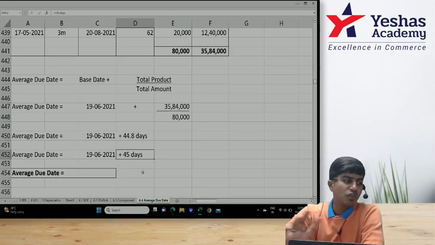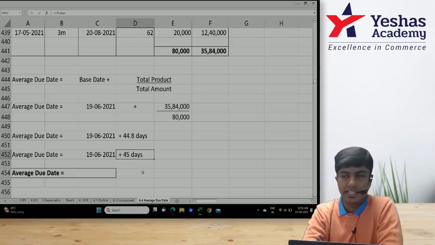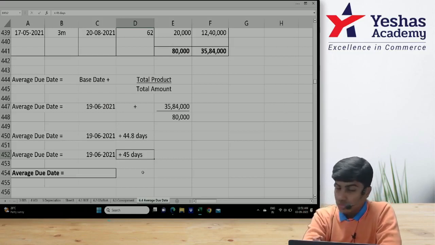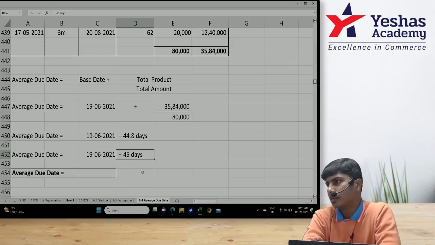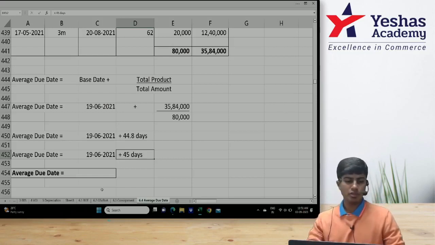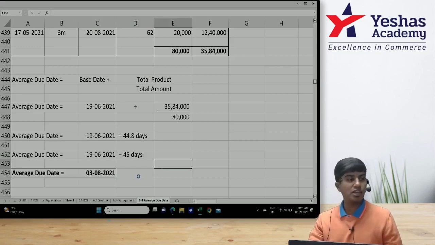64. There is no 64 days in June. It has only 30. Minus 30, 34. 34th of July is also not there. Minus 31. 3rd of August is the average due date. 3rd of August is the easy.